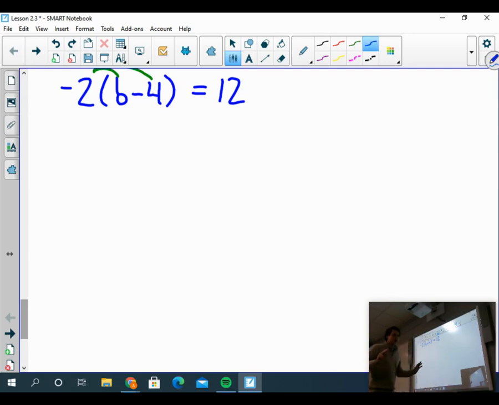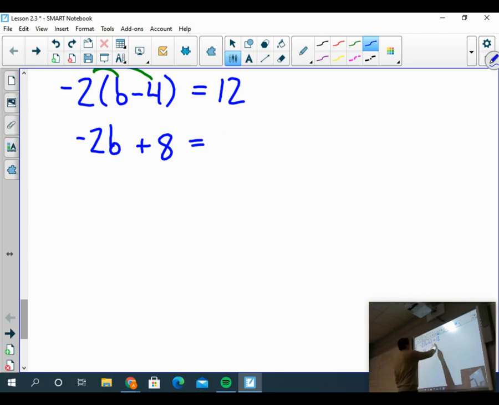So before we do anything else, handle our parentheses, okay? Because otherwise we can't move anything. We can't cancel out anything right off the bat. So we go ahead and distribute the negative 2, and I get negative 2b. And then negative 2 times minus 4 will be positive 8. Remember, negative times a negative equals a positive.